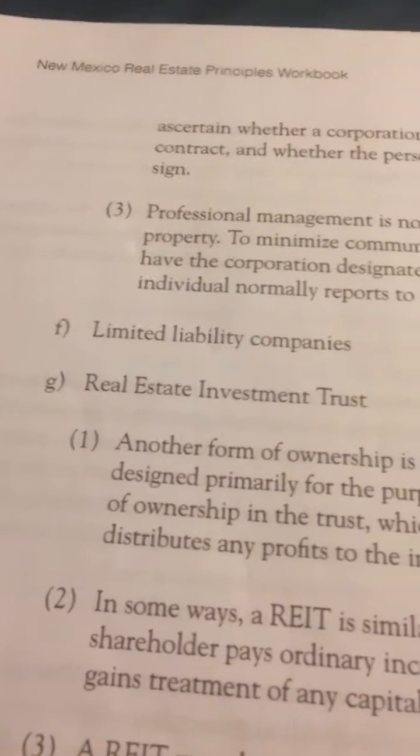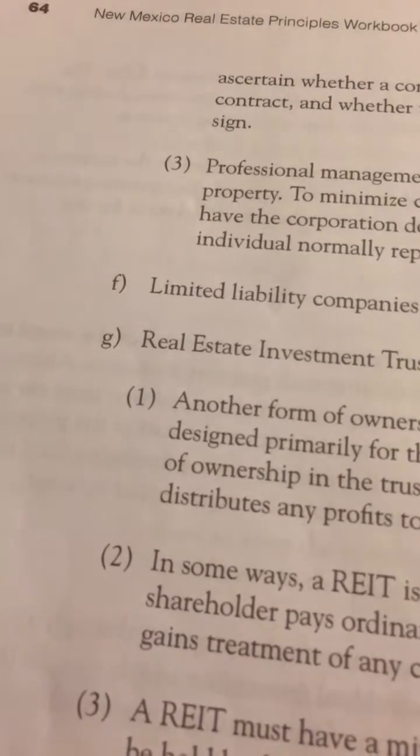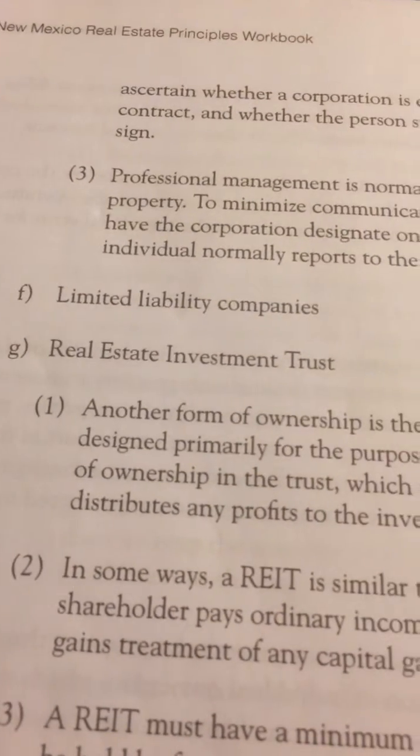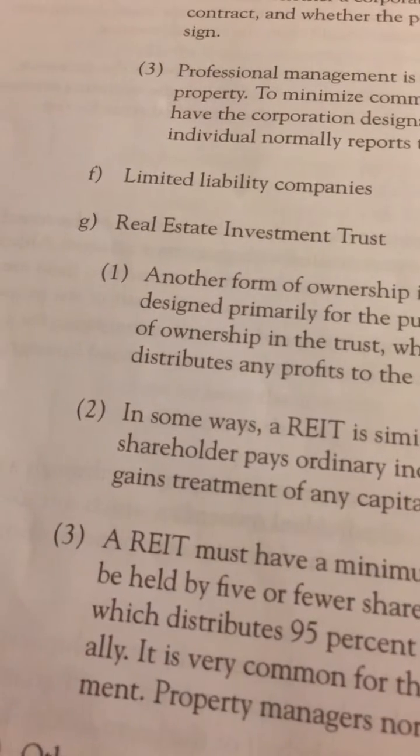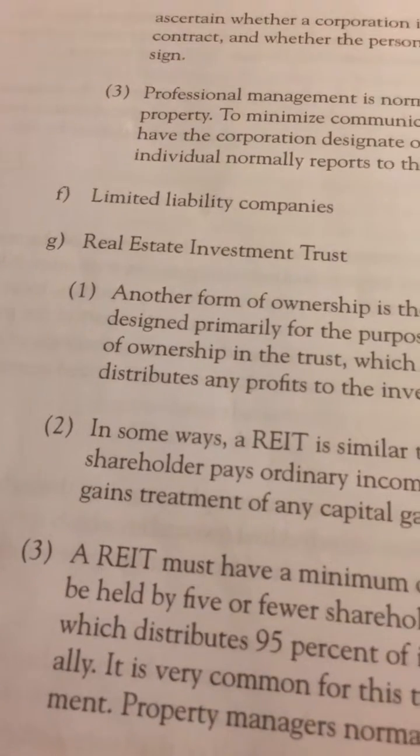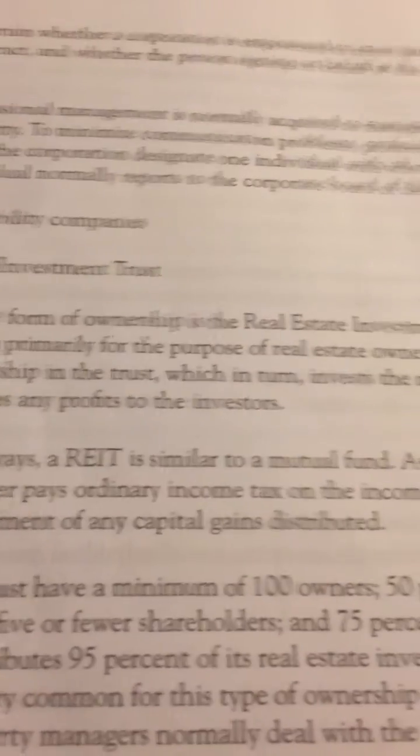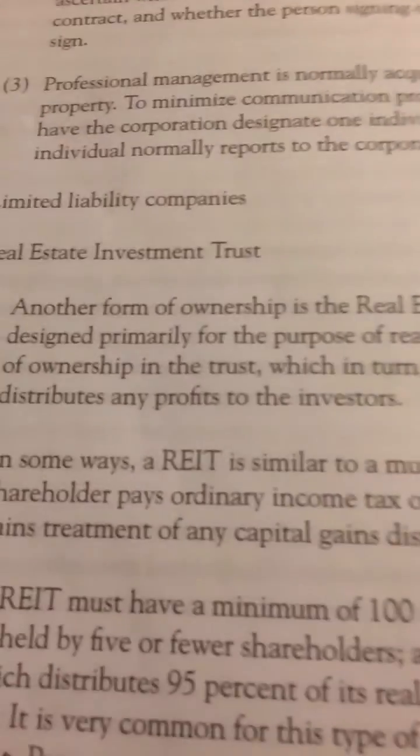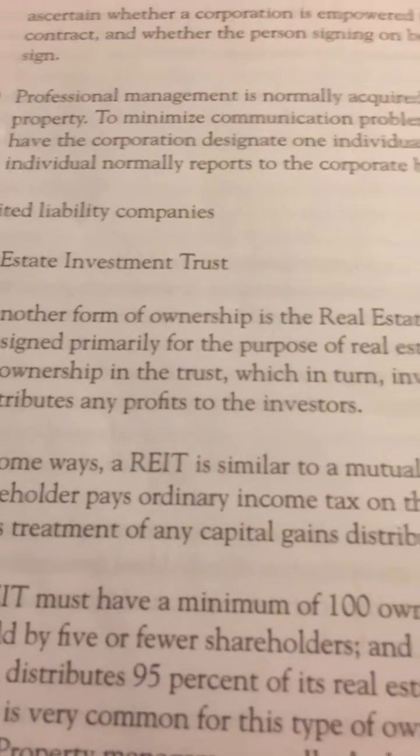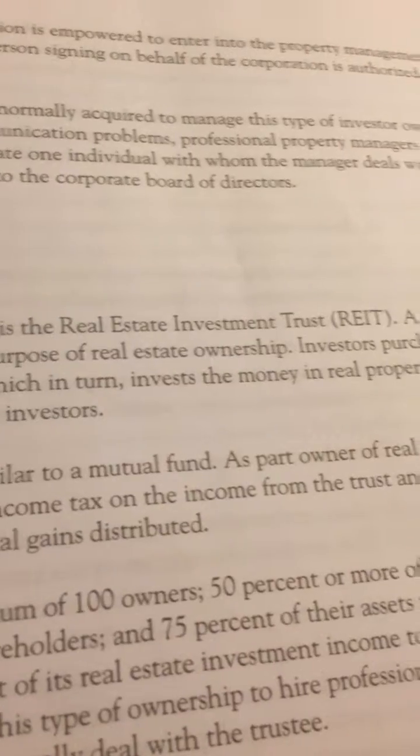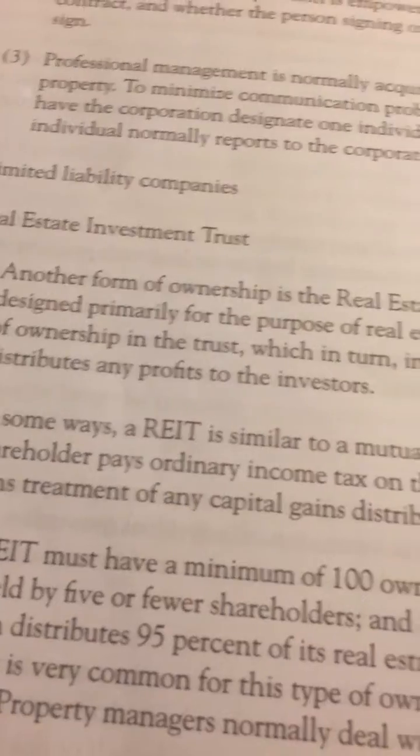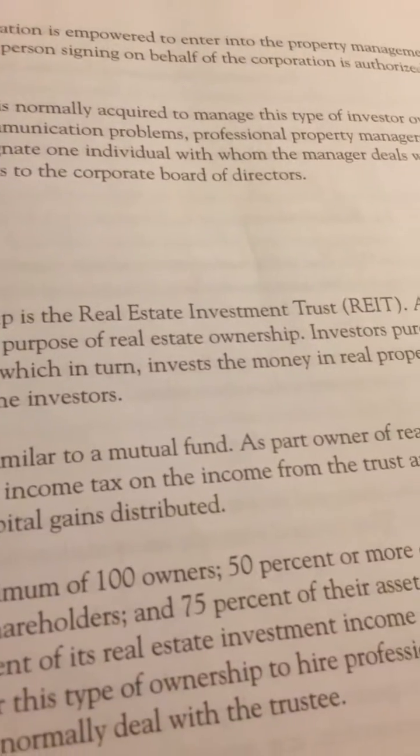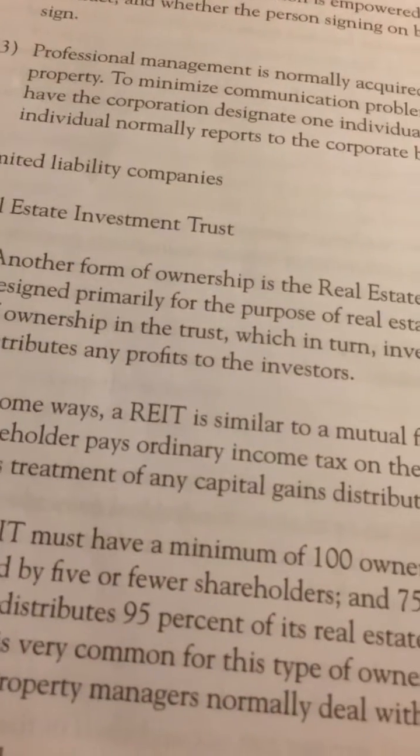F. Limited liability companies. G. Real estate investment trust. 1. Another form of ownership is the real estate investment trust, a REIT. A REIT is designed primarily for the purpose of real estate ownership. Investors purchase shares of ownership in the trust, which in turn invests the money in real property and then distributes any profits to the investors.